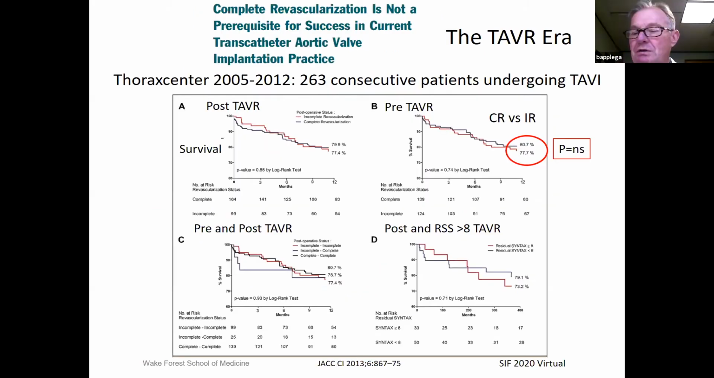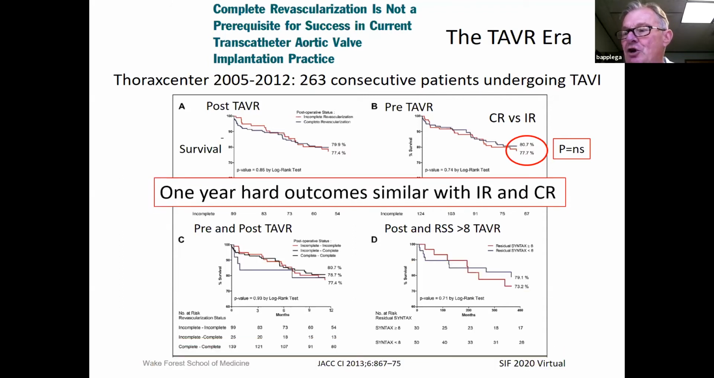By contrast, the Thorax Center, evaluating 263 consecutive patients undergoing TAVR from 2005 to 2012, found that the completeness of revascularization had no effect on clinical outcomes after TAVR. Based on these and other contemporary registry data, it is clear that a consensus on who should undergo revascularization in patients with significant CAD undergoing TAVR is currently lacking.